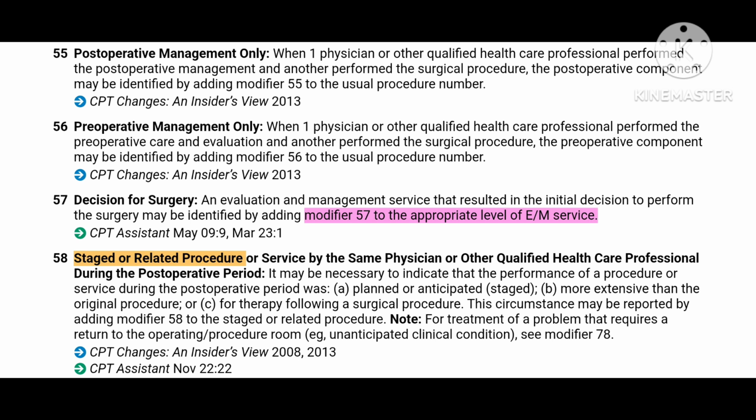Or there is some related procedure to the previous procedure, and I am doing it within the postoperative period. Then I can use modifier 58. Modifier 58 will be used for staged or related services or procedures which are done by the same physician during the postoperative period.